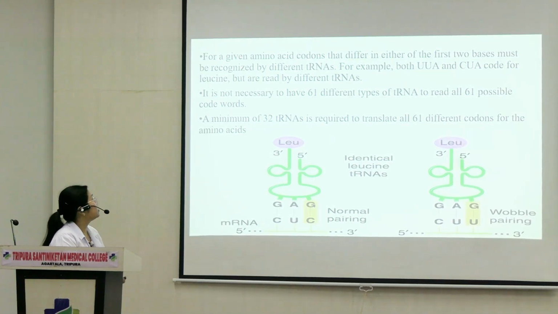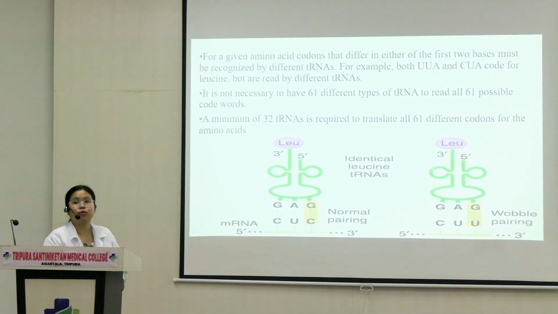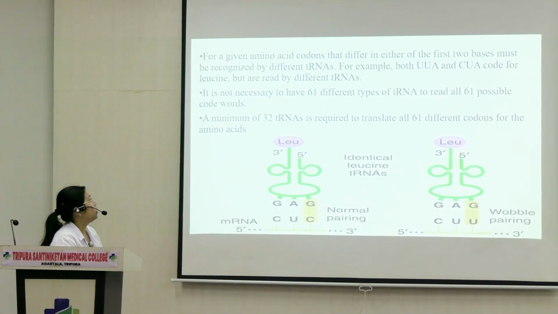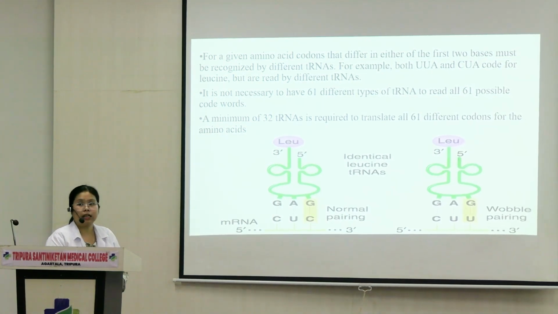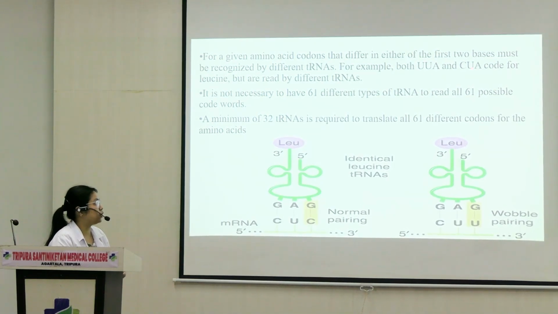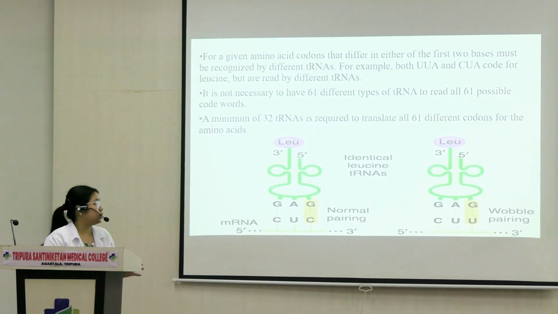But in case, say for example UAA and CUA, both of them also represent leucine, but different tRNAs recognize them. Why? Because the first U and the first C are different. So there is a difference in the first two nucleotides. Any amino acid that is coded by such codons that differ in the first two nucleotides.